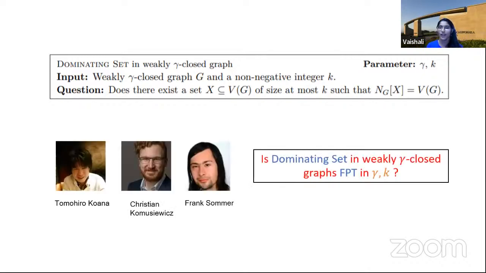The open question that Tomohiro, Christian, and Frank asked was, is this problem FPT when parameterized by gamma and k? They showed in their ISAAC paper that the problem is FPT when parameterized by closure, c, and k, and they asked the question for weakly gamma closed graphs. And in this paper, we answered this question positively with a yes. Okay, so let's move on to our result.